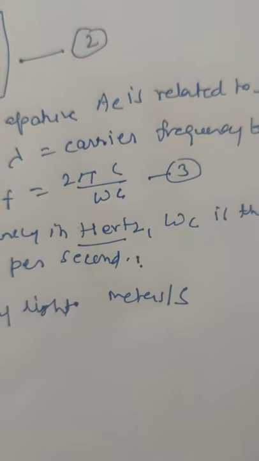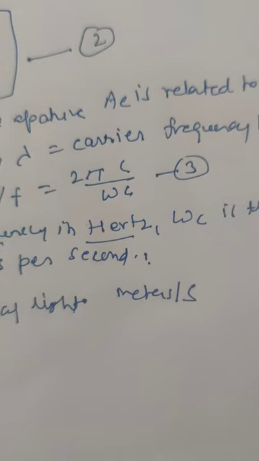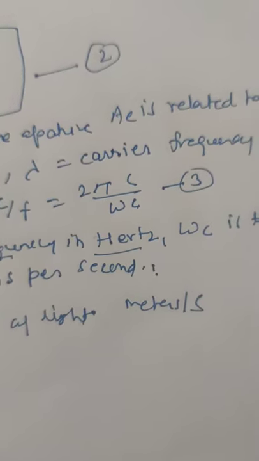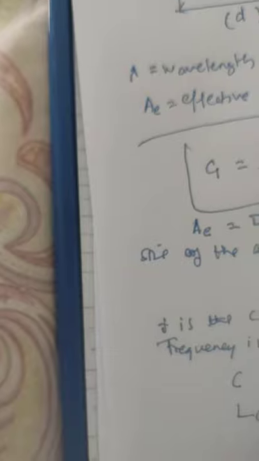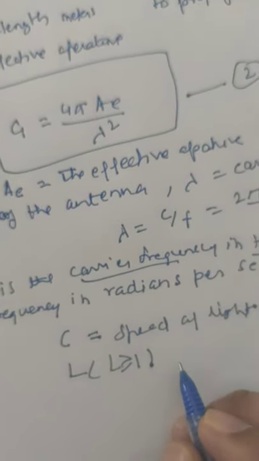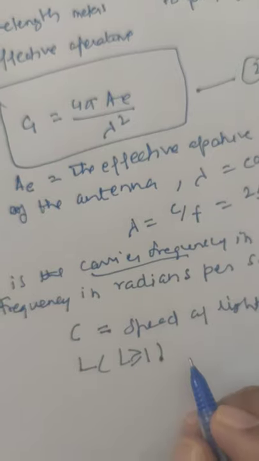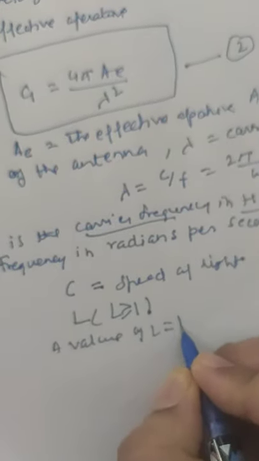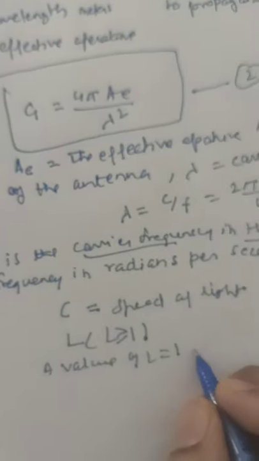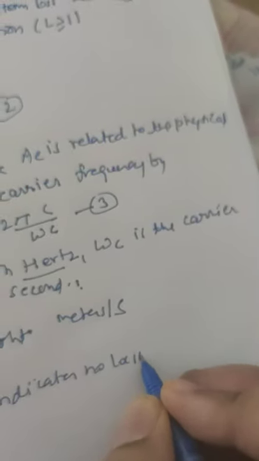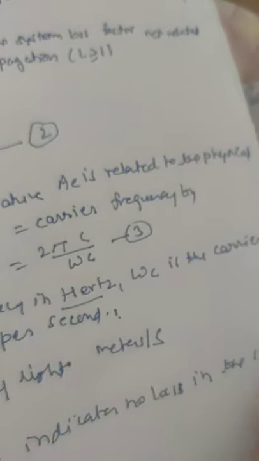The values for P_t, the transmitted power, and the received power must be expressed in the same unit, and the gain of transmitter and gain of receiver are dimensionless quantities. The miscellaneous losses L, where L is always greater than or equal to 1, are usually due to transmission line attenuation, filter and antenna losses in the communication system. One thing to note here: a value of L equal to 1 indicates no loss in the system hardware.